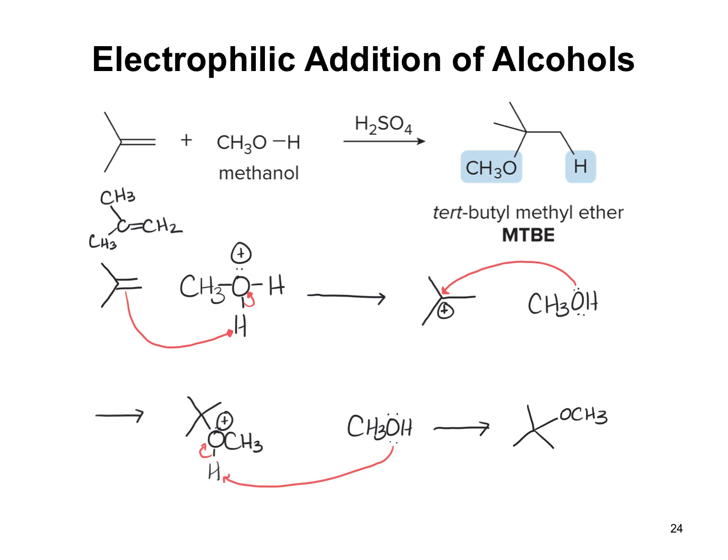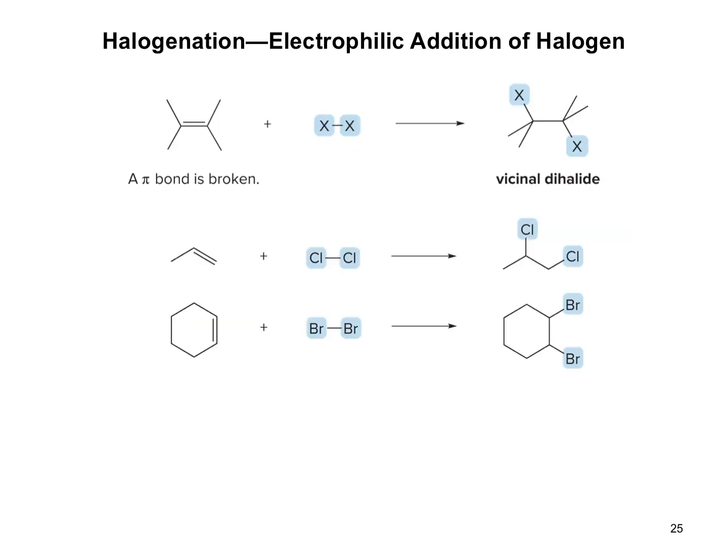Now let's talk about halogenation, which is another electrophilic addition reaction, and this is the specific electrophilic addition of a halogen. Now, halogenation is the addition of X2, where we see here that we're showing it as X2, but what you see is that it can be Cl2 or Br2. Now, this forms a vicinal dihalide, where these halogens are on adjacent carbons. Let's look at the mechanism for how this reacts.